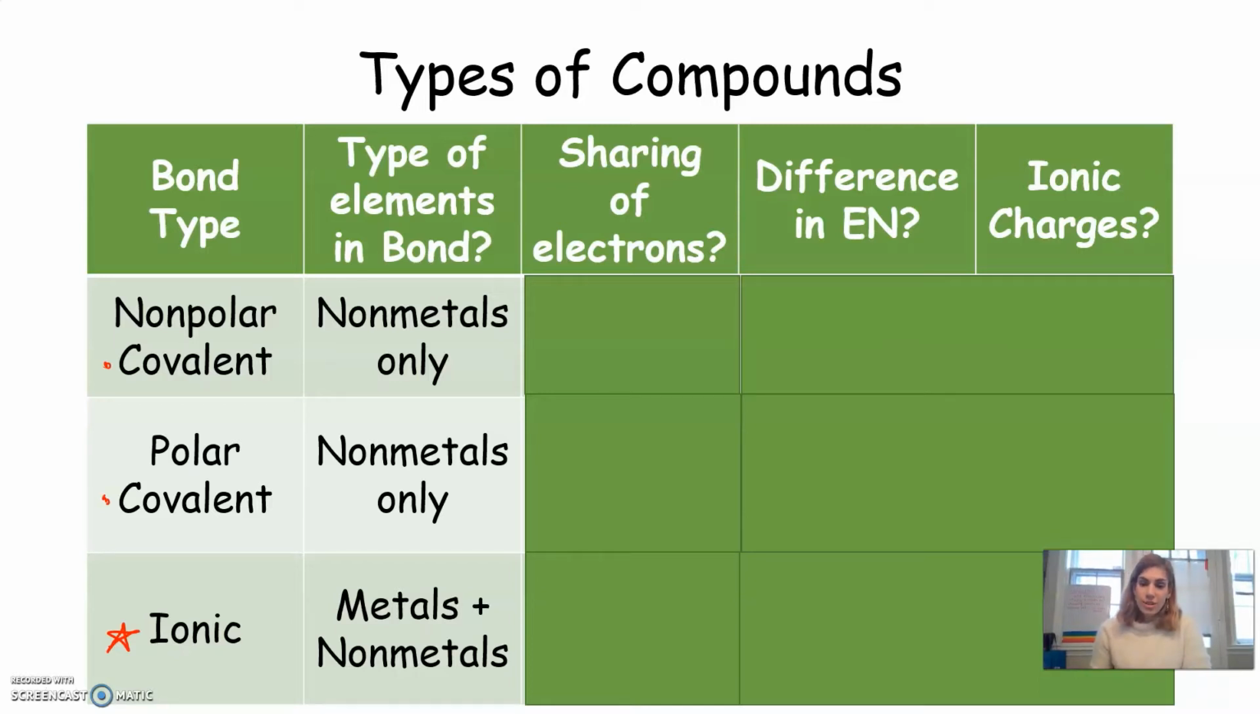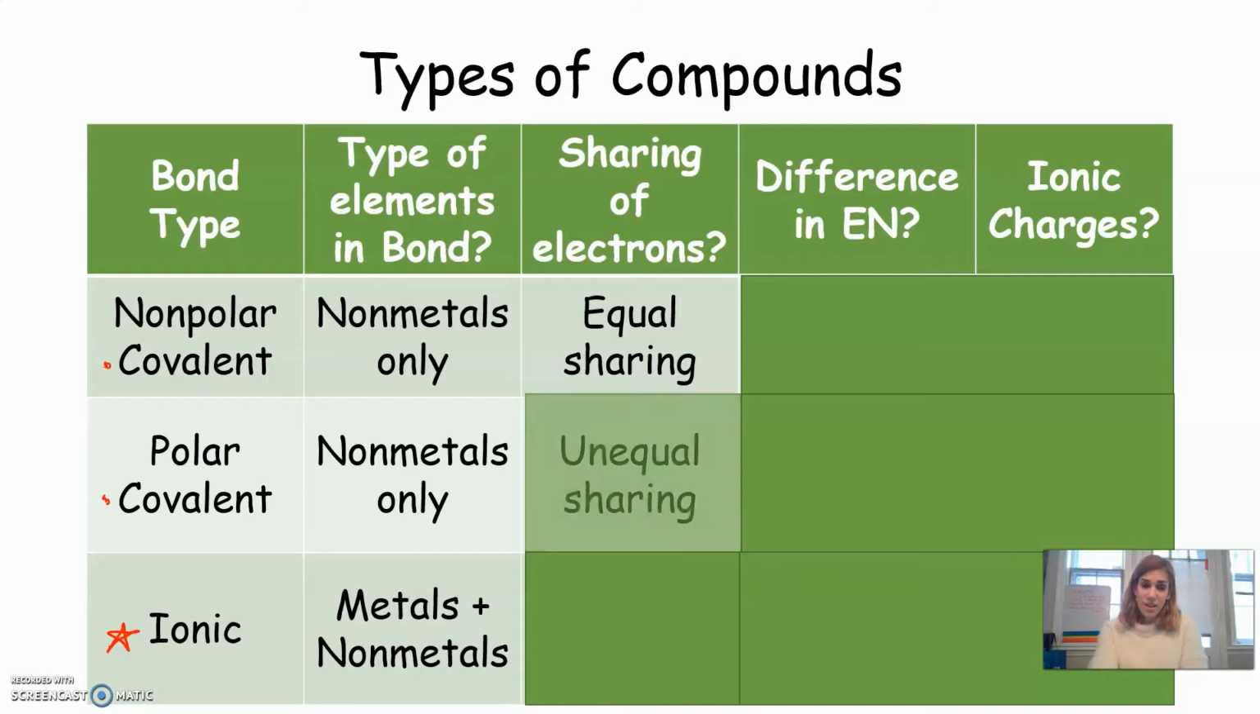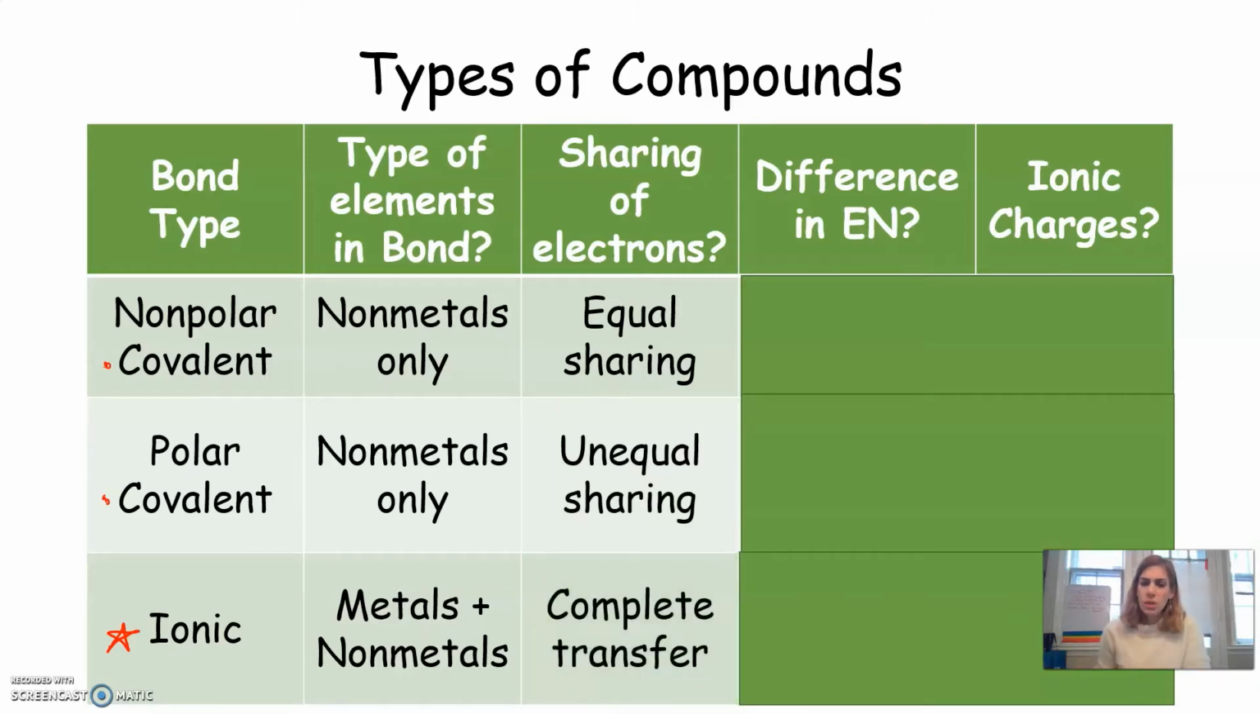In terms of sharing electrons, if it's nonpolar covalent, that's perfect sharing, everyone's happy, totally equal. If it's polar covalent, well, they're still sharing electrons, but unequally. One element is hogging the electrons more than the other. But ionic, they don't even bother sharing. There's just stealing electrons and transferring and getting rid of them.